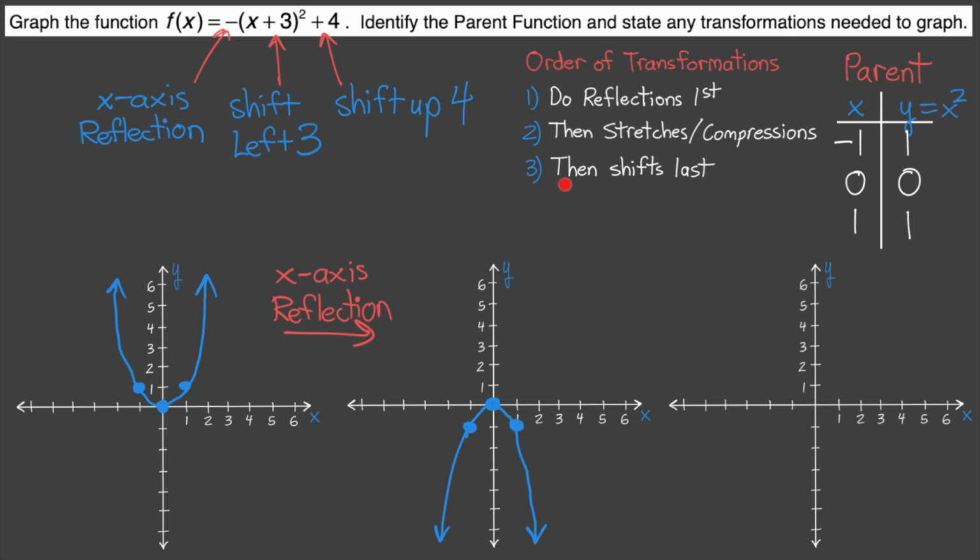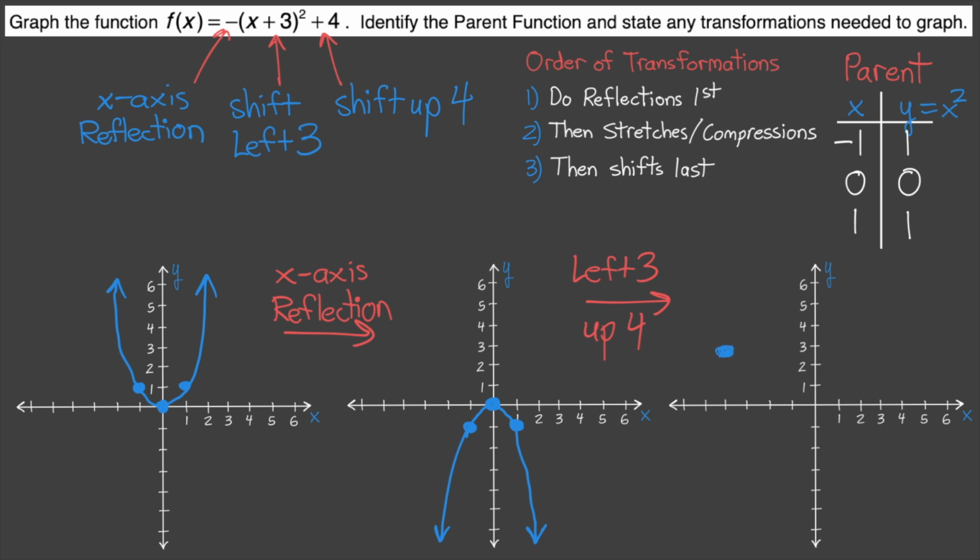Okay, cool. So that's that guy, and then next we're going to shift left 3 and up 4, and that's actually our final step for the order of transformations. There's no stretches or compressions for step 2, so we skip down to step 3. And we can do these shifts here in the same exact step. So I'll write here, we'll shift, I'll just say left 3, and we'll go up 4 as well in the same step.